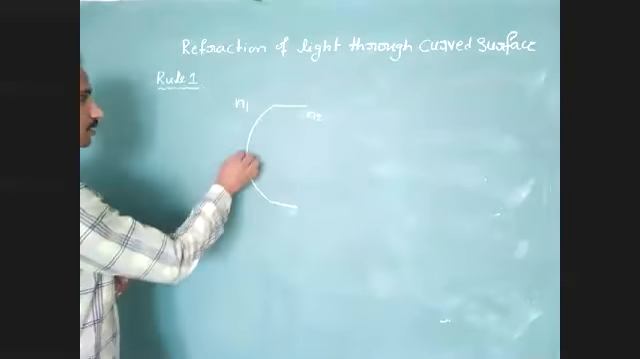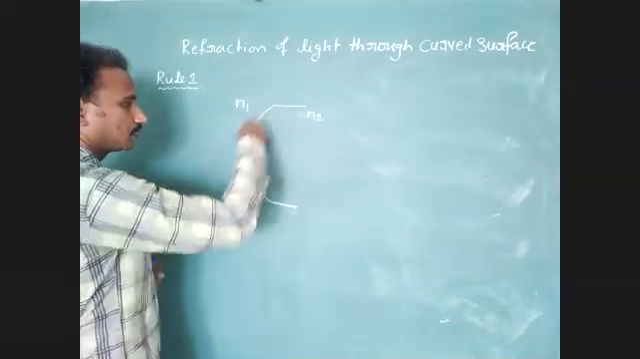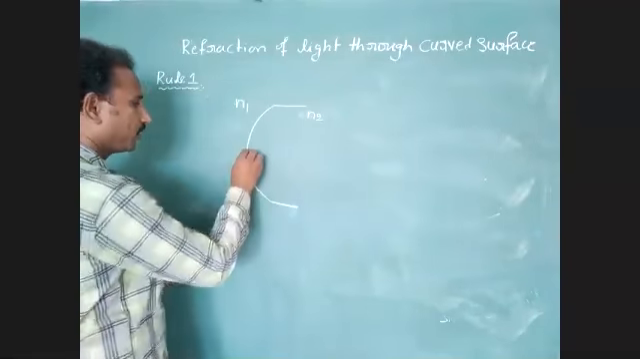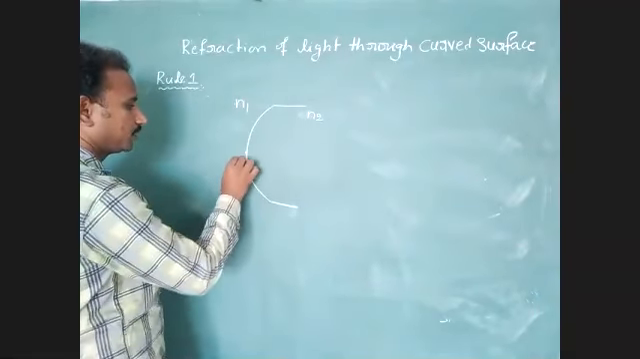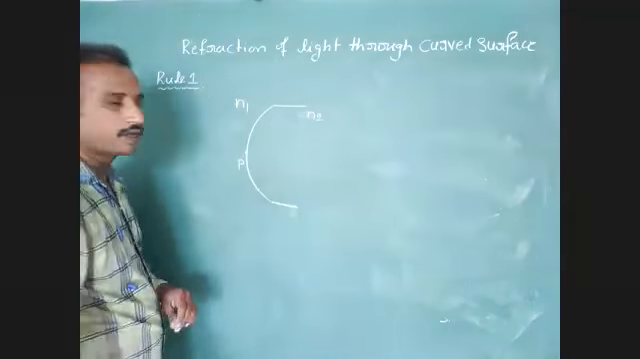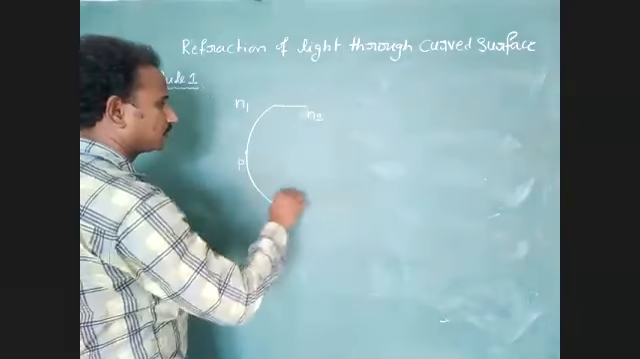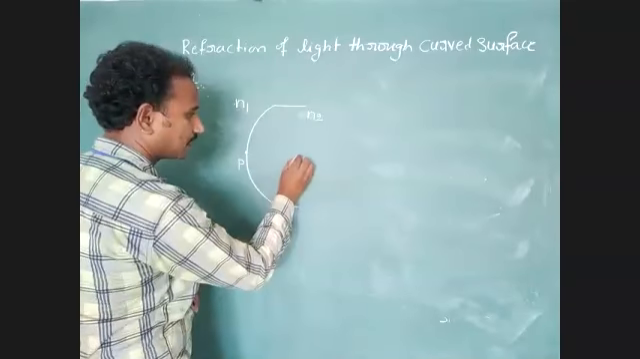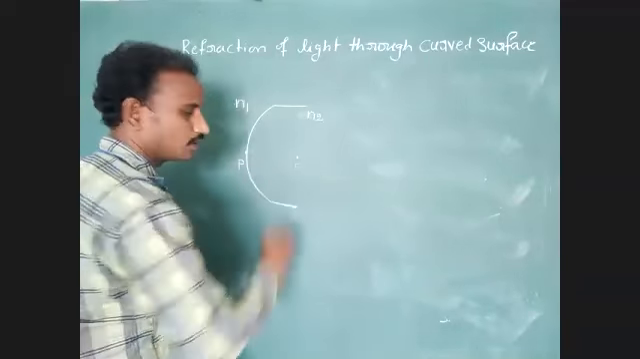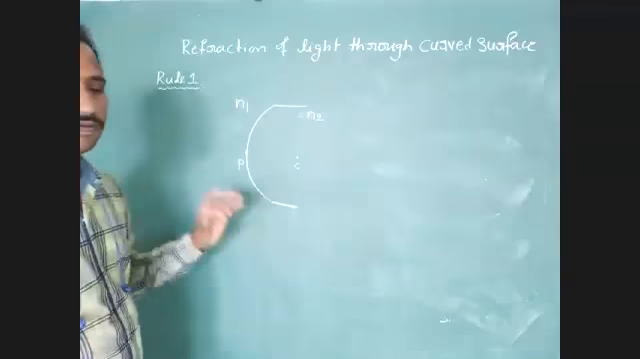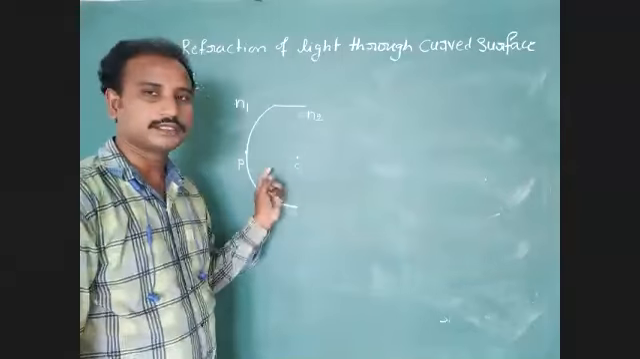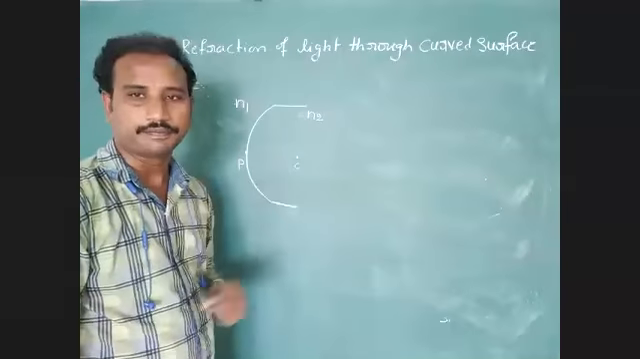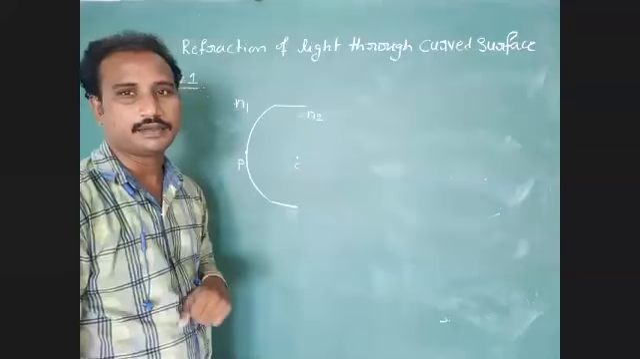Now consider the midpoint of this curved surface. The midpoint of this curved surface represents the pole. The center for this curved surface is called the center of curvature. The center of curvature point we have to consider inside the medium.